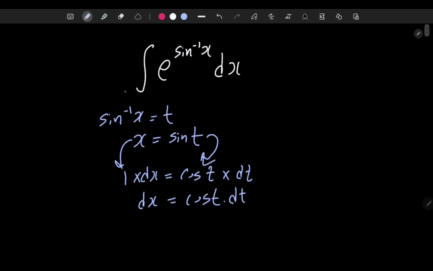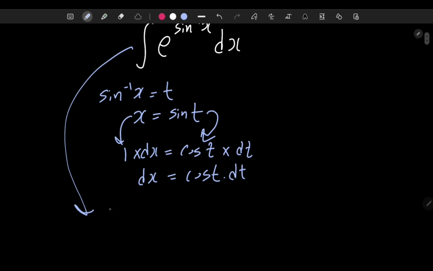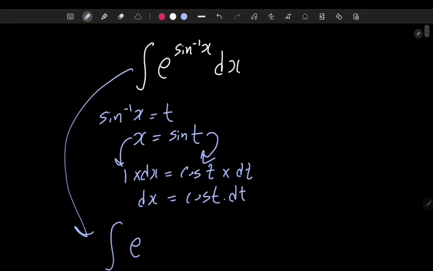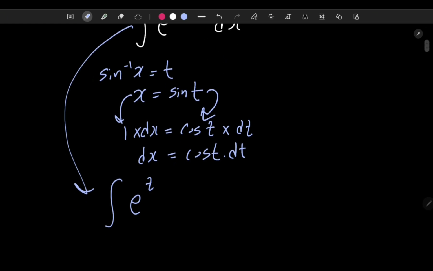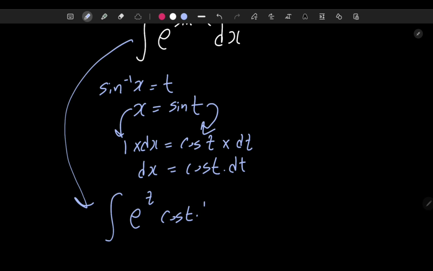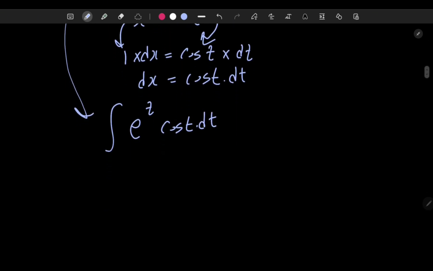Now I'm going to substitute these results into this problem. This is the integral of e to the power sin inverse x, and I know sin inverse x is t, right? I'm going to write this as t, and I also know dx is cos t times dt. Now I'm writing cos t times dt for dx. Okay, now I have e to the t times cos t.